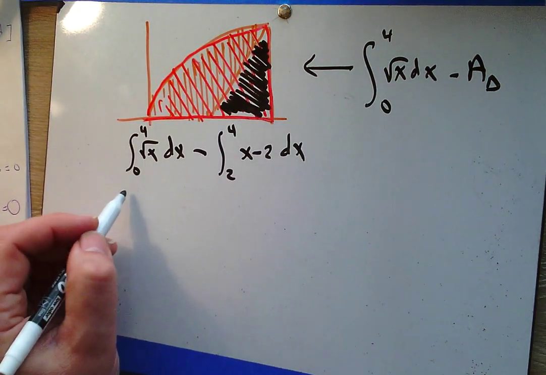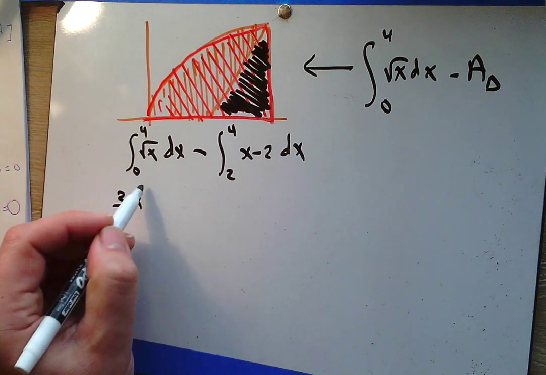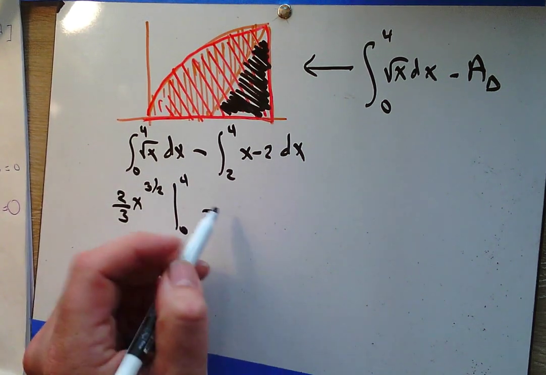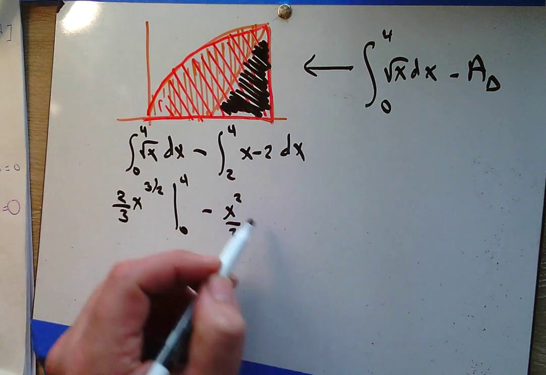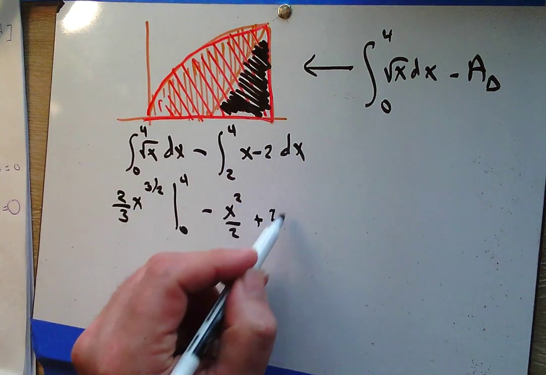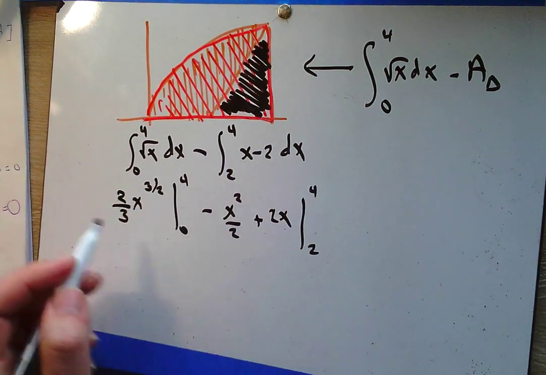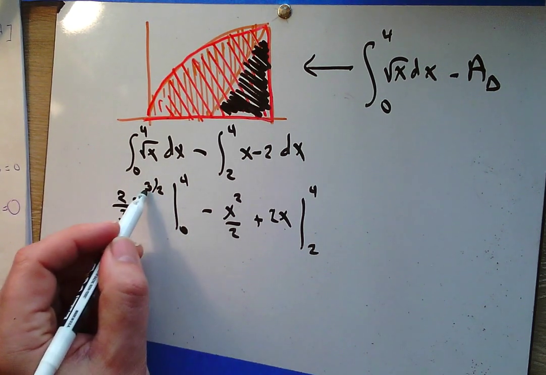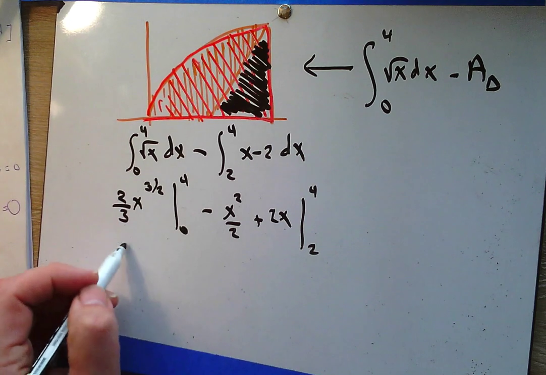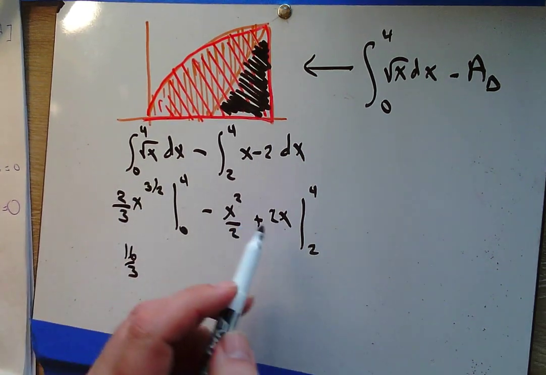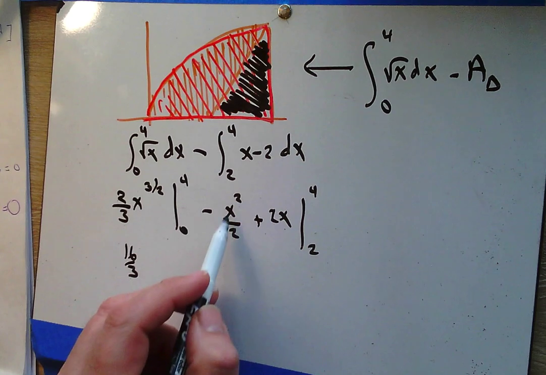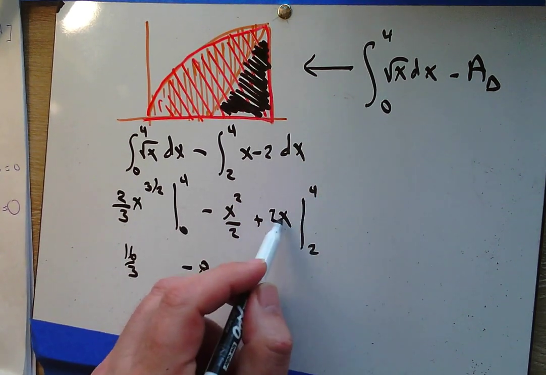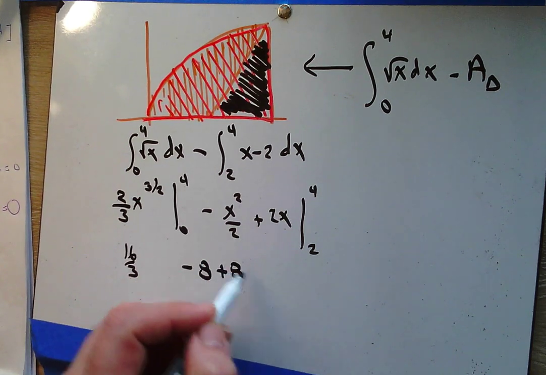So we're going to get 2/3 x to the 3/2 from 0 to 4 minus x squared over 2 plus 2x from 2 to 4. So I plug in a 4. Square root of 4 is 2. 2 to the 3rd is 8. 8 times 2 is 16/3. And then here I plug in a 4. 16 divided by 2 is 8. I plug in a 4. 2 times 4 is 8.